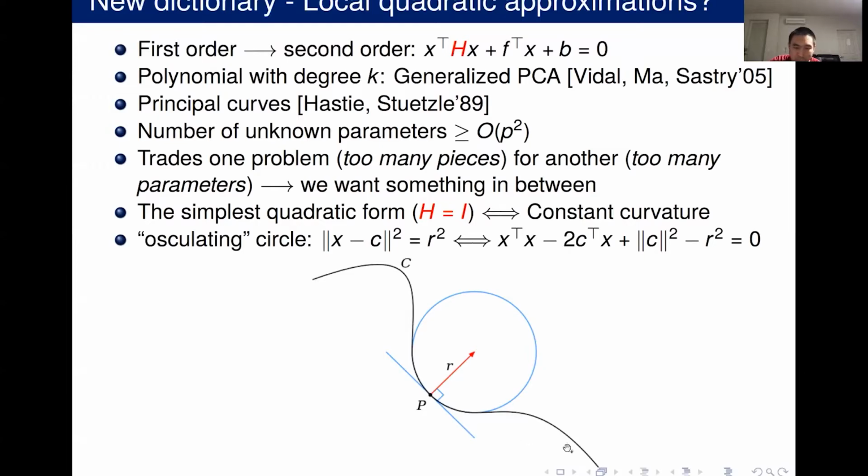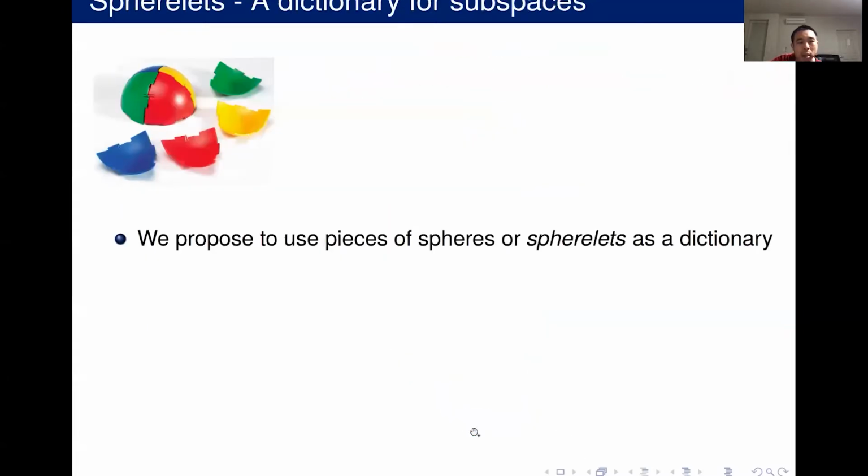Okay, so this figure shows the intuition of the oscillating circle. The black one is a curve denoted by C, and P is a point on the curve. And this blue circle is the oscillating circle, which is the unique circle that is tangent to the curve at point P with curvature equal to the curvature of the curve. And this radius r is called the curvature radius. And you can tell from the figure that this oscillating circle approximates this curve C much better than the tangent line.